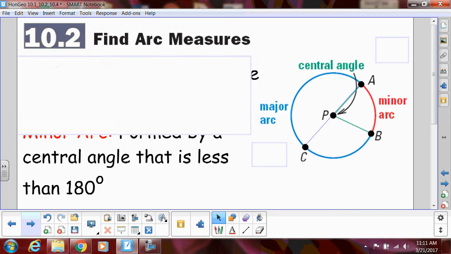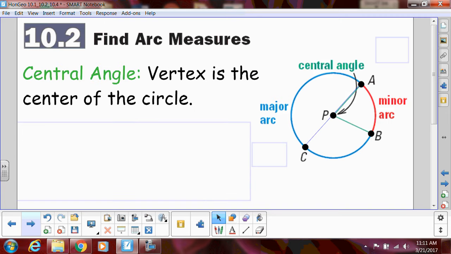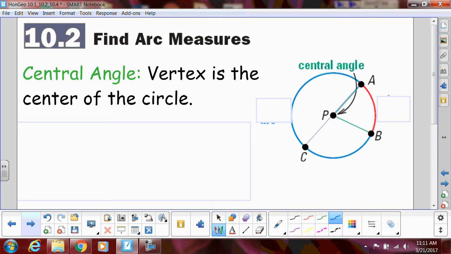All right, so we have a few things going on here. Let me focus on one thing at a time. The central angle. It's important, we're going to talk about different angles that we see in a circle, so make sure you know the difference between them. A central angle has the vertex at the center of the circle. So if I have the central angle APB, that would be a central angle.